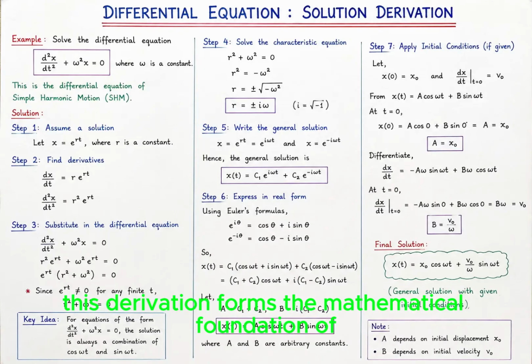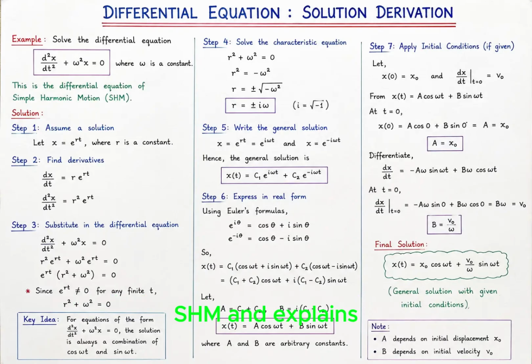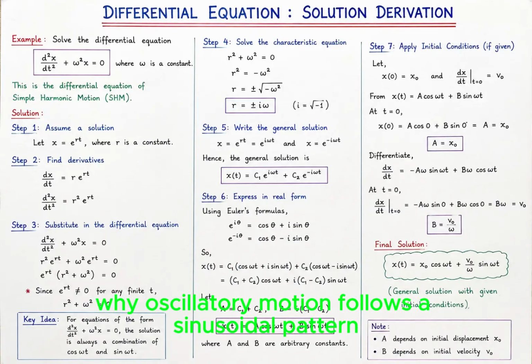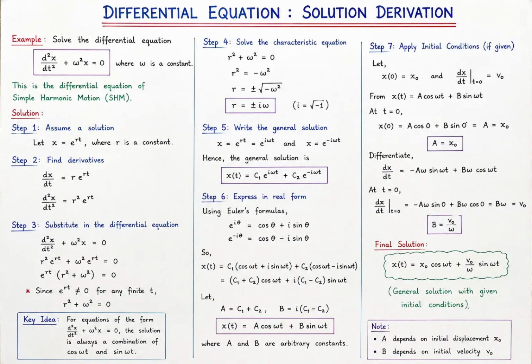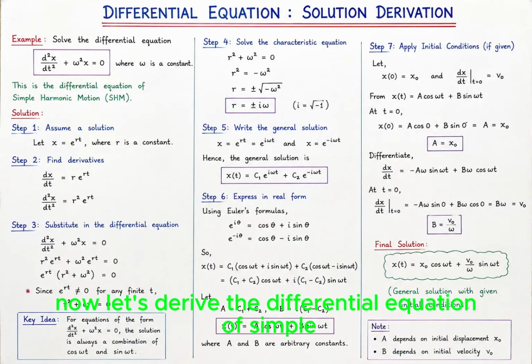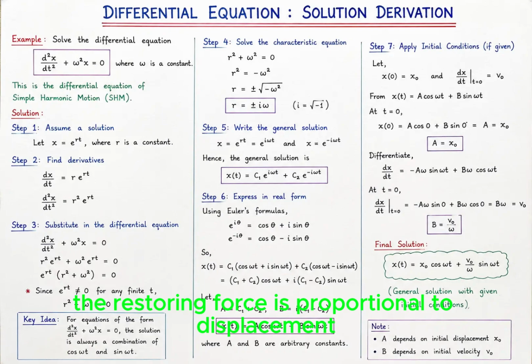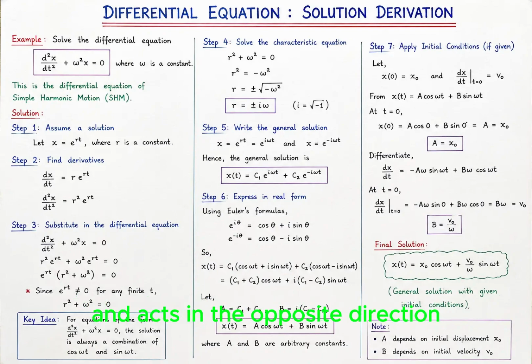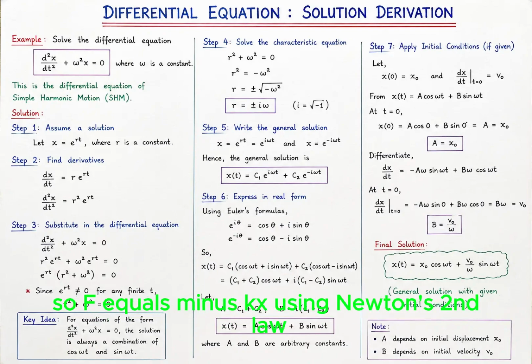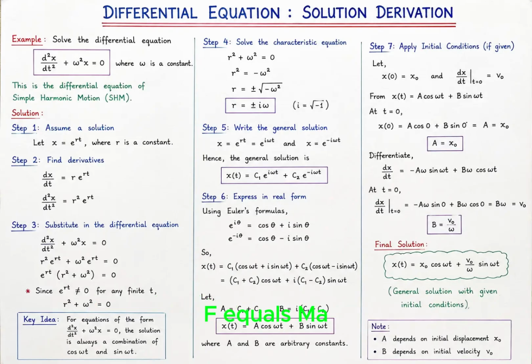This derivation forms the mathematical foundation of SHM and explains why oscillatory motion follows a sinusoidal pattern. Now let's derive the differential equation of simple harmonic oscillation. According to Hooke's law, the restoring force is proportional to displacement and acts in the opposite direction, so F equals minus kx. Using Newton's second law, F equals ma.